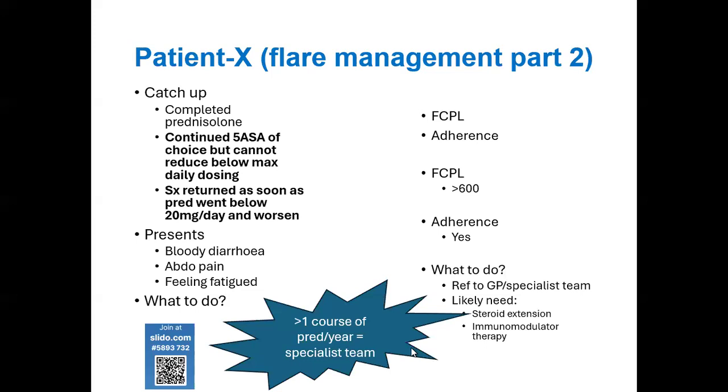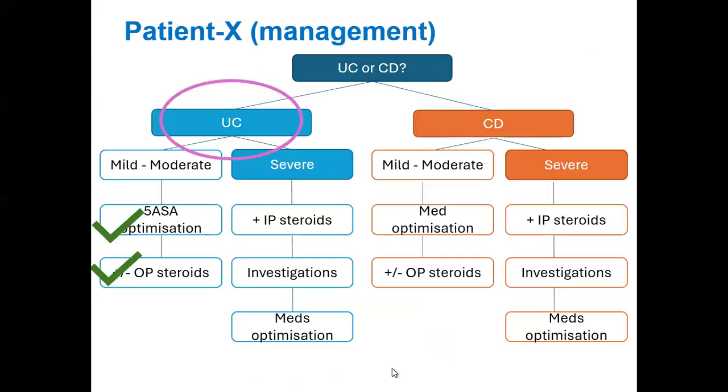And as a reminder, anyone that's having more than one course of prednisolone a year, or if they're having extensions of prednisolone courses in the year, refer them to the specialist team. So back to our patient and our pathway. They've got ulcerative colitis, we know that. We've optimized their mesalazine as much as possible. We're giving them steroids. So what else do we have to do?